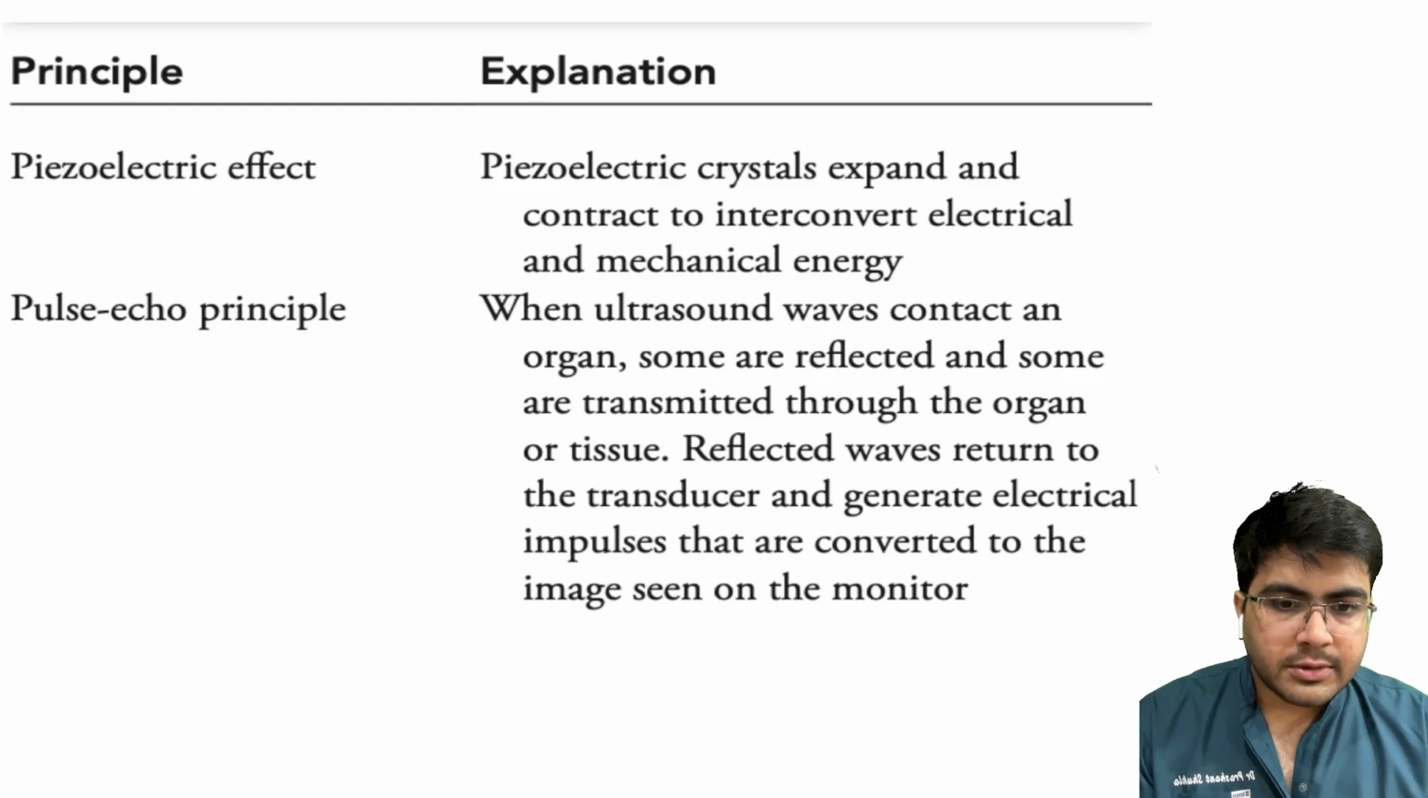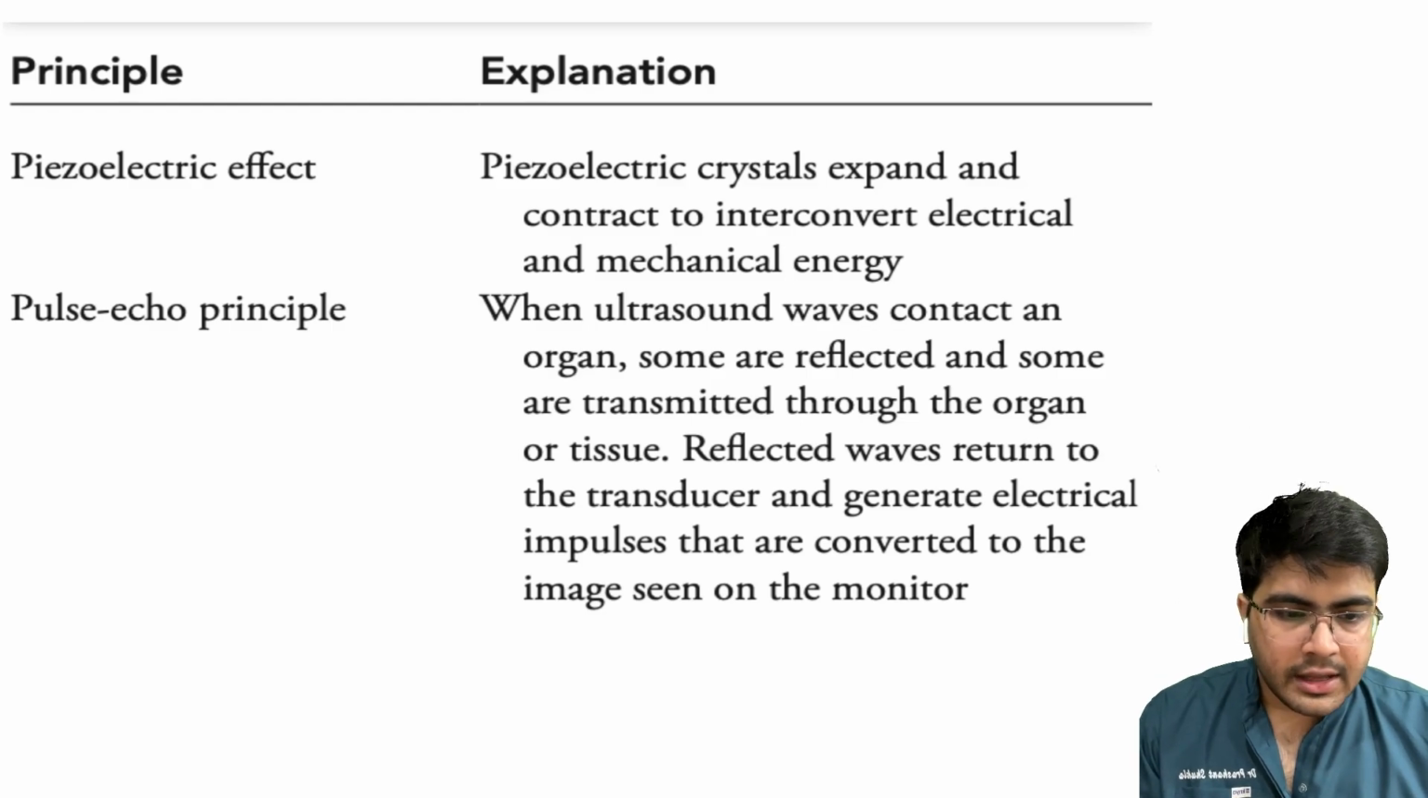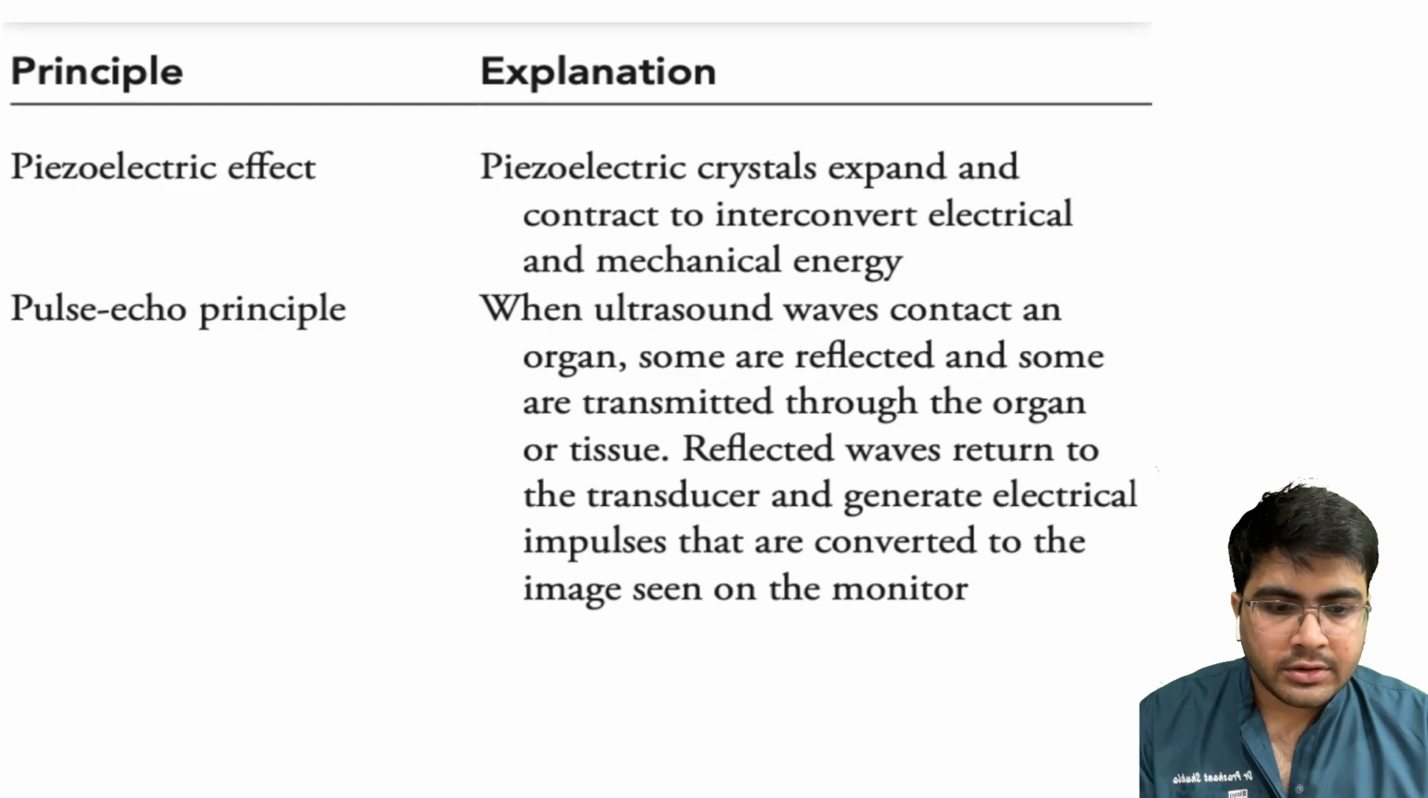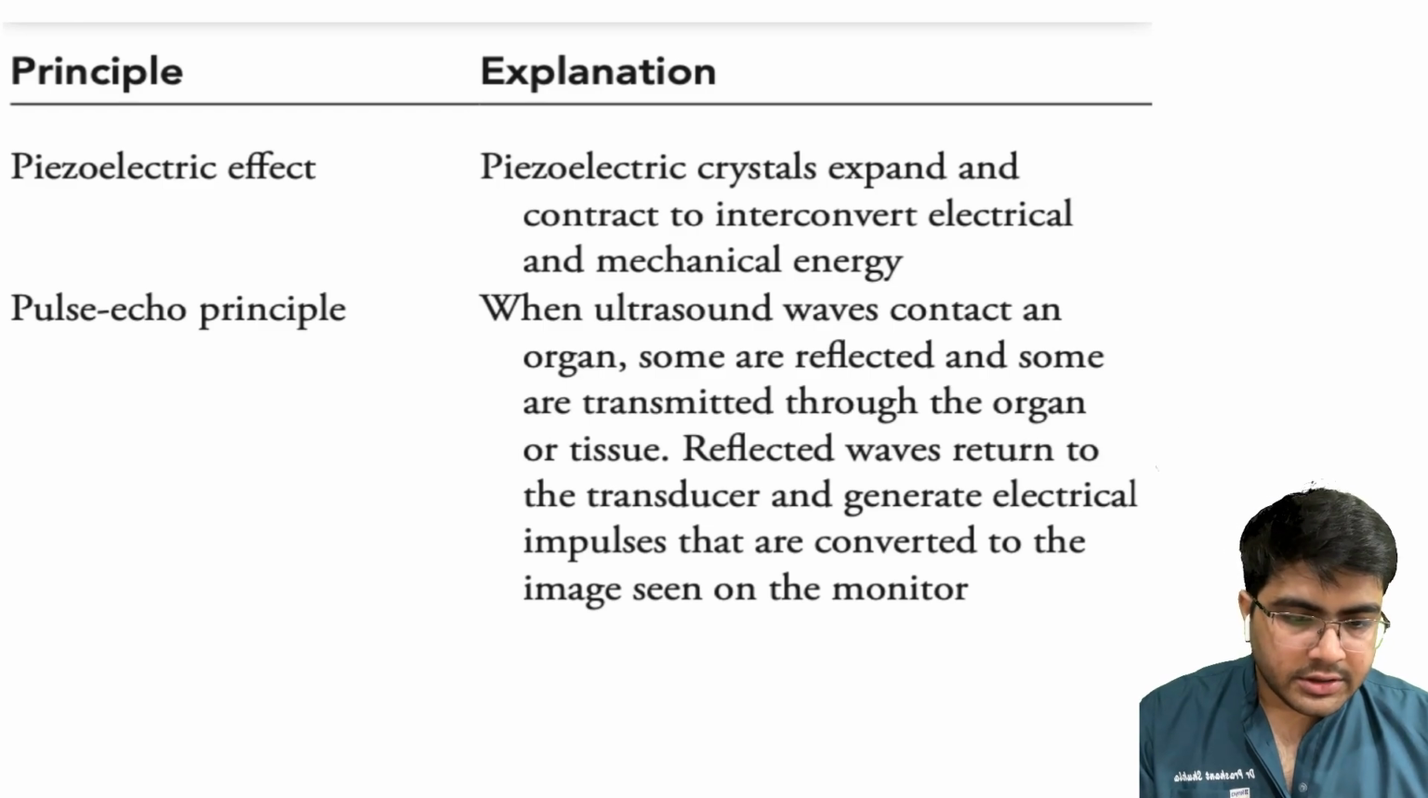Then we have the next principle, that is the pulse echo principle. And what happens here is, when ultrasound waves contact an organ, some are reflected, some are transmitted through the organ or tissue, and the reflected waves return to the transducer and generate electrical impulses that are converted to the image seen on the monitor. Okay, so this is how the ultrasound works. Okay.